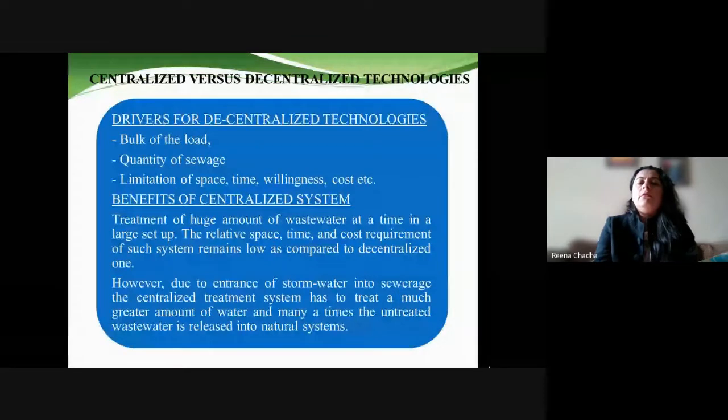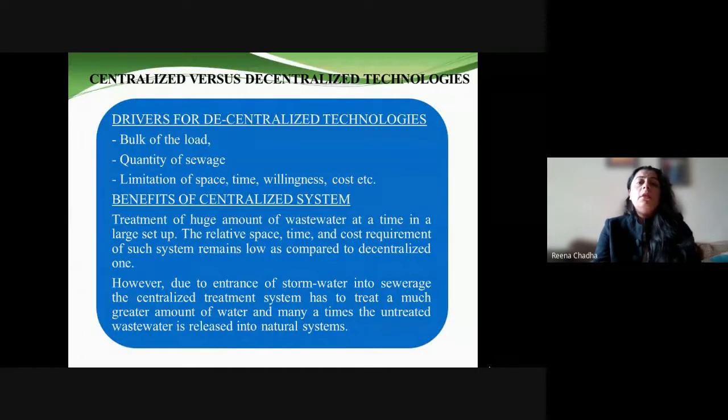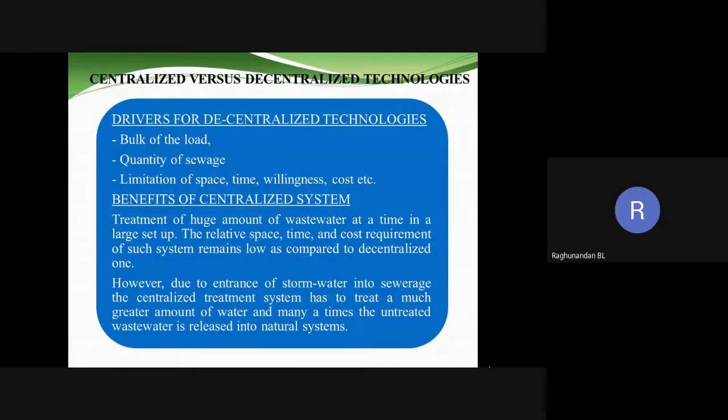So these are the drivers for decentralized technology: bulk of the load, quantity of sewage. When there is a limitation of space, time, willingness, and cost, then also we go for a decentralized system. Then if you have treatment of a huge amount of wastewater at a time, the centralized system comes to your escape. Then you have relative space and time, and you have the cost requirement, you have adequate funds and budget provided from a central body. So there is funding available for the complete sewage treatment plant or wastewater treatment plant.